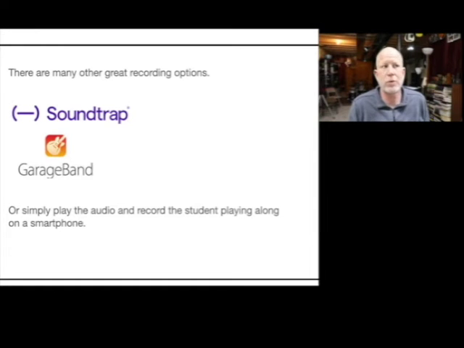Now there are many other recording options. Soundtrap is a great one that's online. We're doing online lessons, doing projects like this. And Soundtrap means we can really interact online and share with each other. It's great. But if you don't have Logic Pro, or if you want to sometimes just do it on something the student has, you can use GarageBand. They might have GarageBand if they have a MacBook, and they might not have Logic Pro.